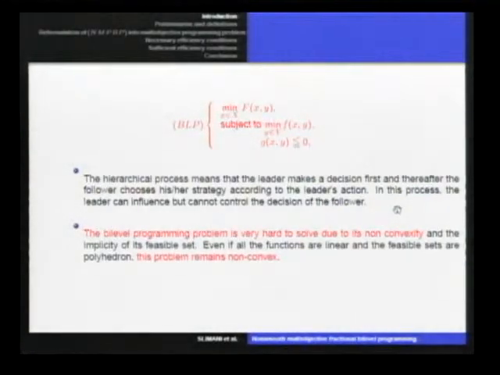The bilevel programming problem is very hard to solve due to its non-convexity and the implicitness of its feasible set. For example, if all the functions are linear and the feasible sets are polyhedra, this problem remains non-convex. Thus, we can consider that such a problem is very interesting for our conference, Generalized Convexity and Monotonicity.